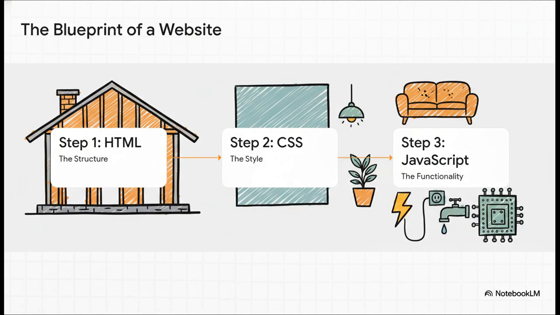Best way to think about it is like building a house. Seriously, first you need the frame, right? The walls, the floors, the roof, that's your HTML. It's the core structure. Then you make it look good. You add paint, furniture, decorations, that's CSS. And finally, you add the stuff that makes it work, the electricity, the plumbing, that's JavaScript. For now, we're going to focus on that crucial first step, the structure.